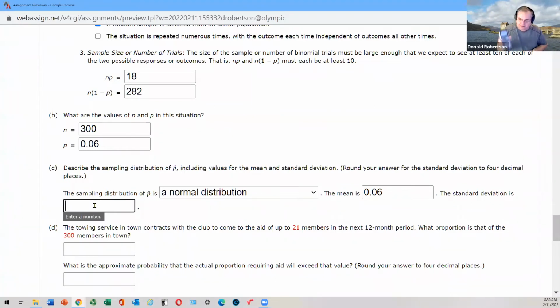Right. So I got my calculator here, and I'm going to do that. It's the square root of 0.06, which is P, times 0.94, which is Q, divided by a sample of 300. And I got, well, did they tell me how many decimals? 4 decimal places, okay? So 0.0137.